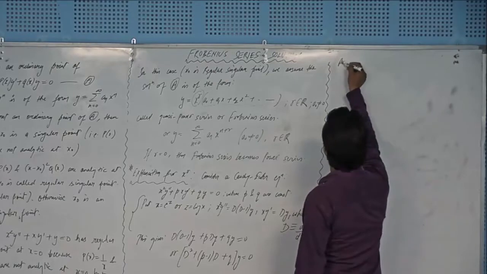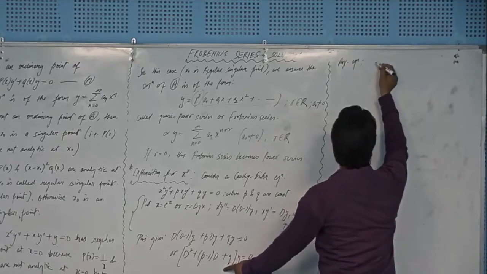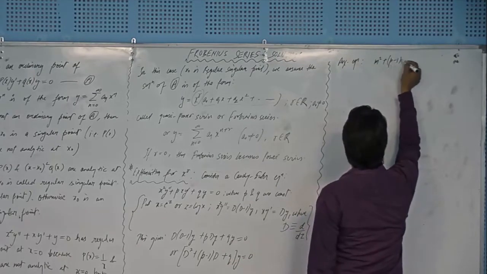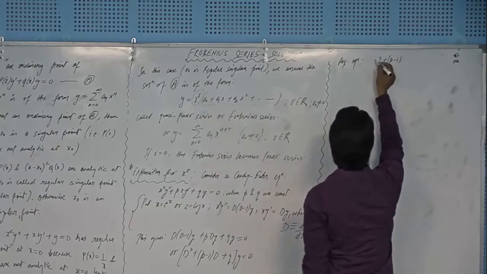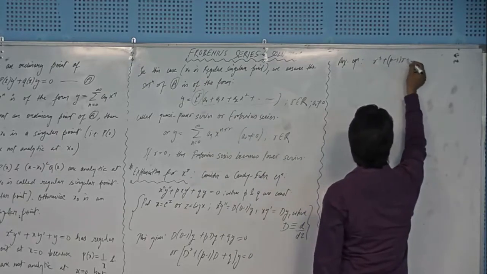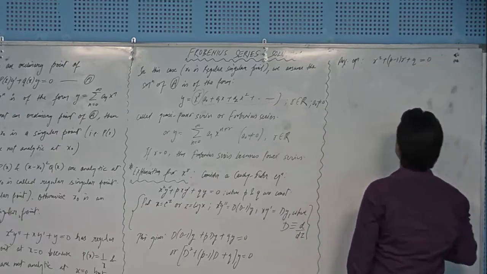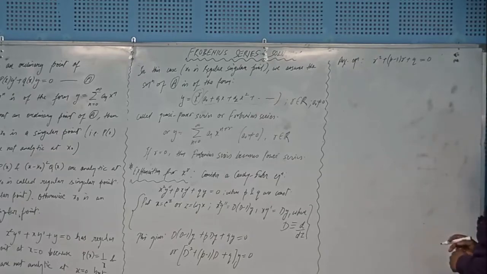So the auxiliary equation for this differential equation should be m square plus (p minus 1) m plus q. Should I write this equation in r, because I have r here? So r square plus (p minus 1) r plus q equal to 0. You can see that this is a quadratic equation. It will give two values of r. Let those values be r1 and r2.